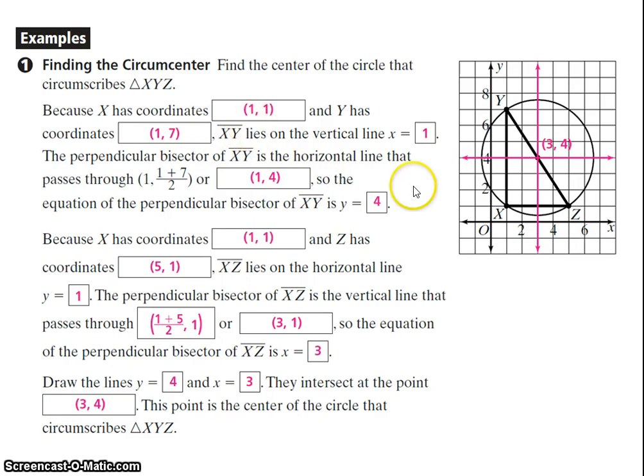Now here's how they did it using the coordinates. Essentially the same thing. So we have a point of 1, 1 and a point of 1, 7. That's x and y. Then they did the midpoint formula, dividing both by 2, and you find out that a line of y equals 4 will be your point. So 1, 4 is the midpoint of xy. Same thing with xz. Midpoint ends up being right here at 3, 1.